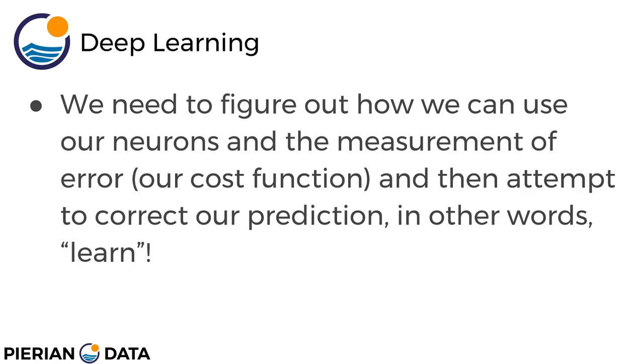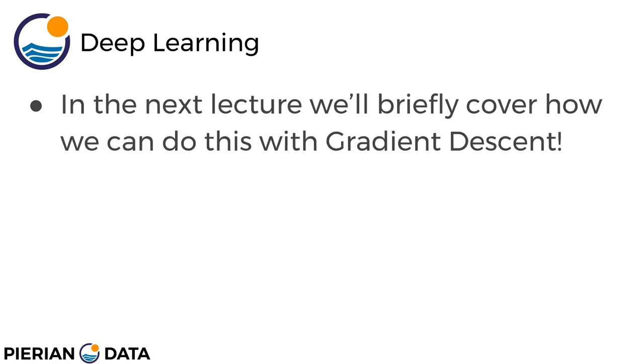So now that we have these two key components, we need to understand how do I actually fix that error? And what we're going to do in the next lecture is briefly cover how we can do this with gradient descent, which is probably a term you've heard before if you've ever read anything on machine learning.